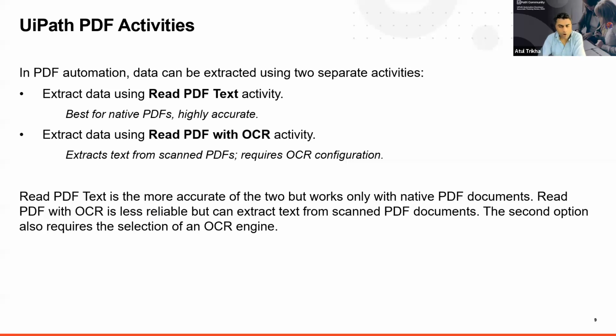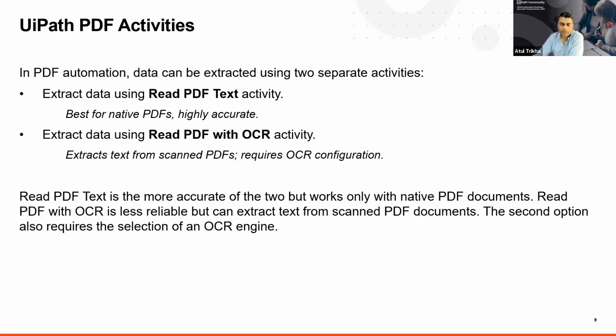UiPath offers two activities to support PDF automation. One is the Read PDF Text activity, and the second is Read PDF with OCR. Both activities are available as part of the UiPath automation PDF package, which I will discuss, including how to install it. But to understand, there will be two activities available: Read PDF Text and Read PDF with OCR.